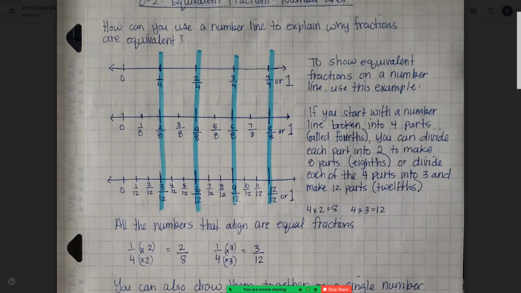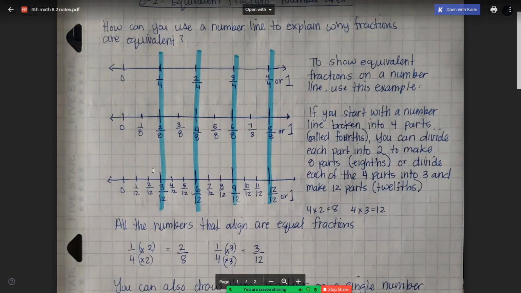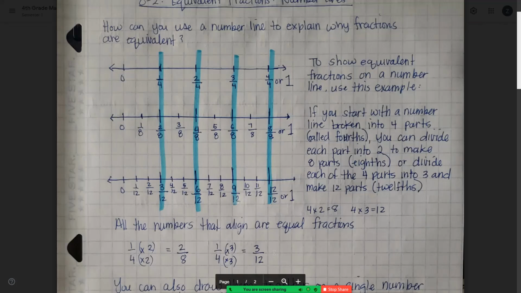Now the 12ths are broken up into 3 parts. So each one of these fourths is broken up into 3 parts to make 12. So we multiplied by 3 to find the equivalent fraction of the 12th. So 1/4, we multiply the numerator and denominator each by 3, and we get 3/12.